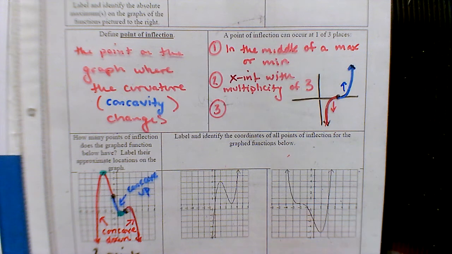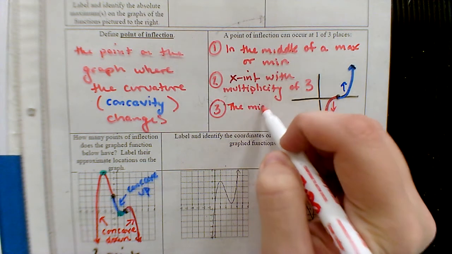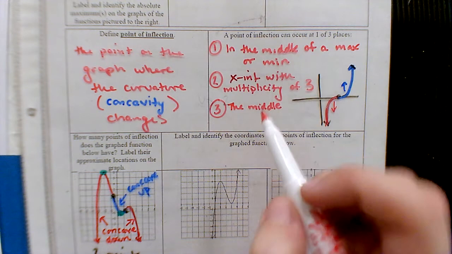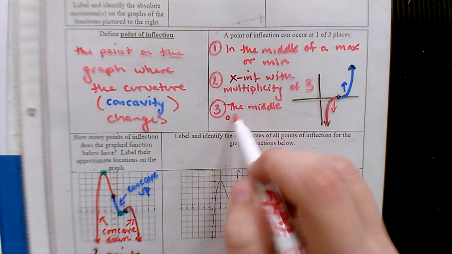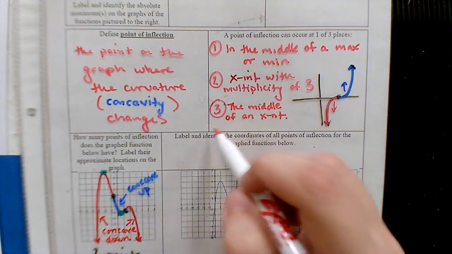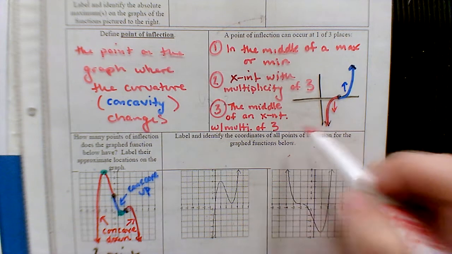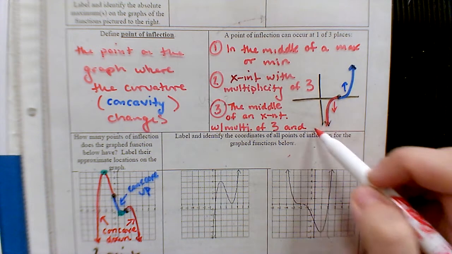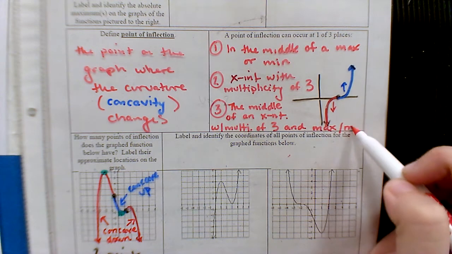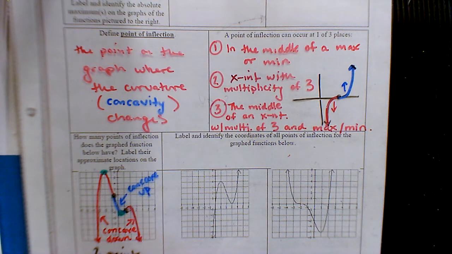The third one is kind of the difficult one of the three. We'll see some examples of this one as we go through the rest of the section. We're going to figure out the middle of an x-intercept with a multiplicity of 3 and a max or min. I'm not going to draw an example of that, at least on this page, because we'll get to one of those in a little bit.